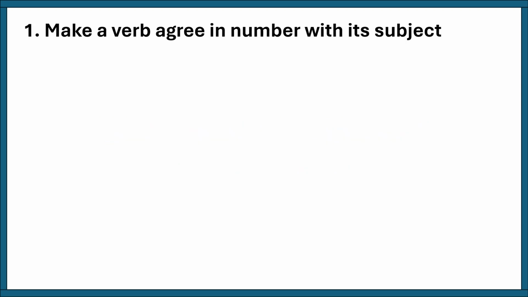Rule number 1. Make a verb agree in number with its subject. It means whenever you use a verb in a sentence, that must agree with its subject. If the subject is singular, then the verb must be singular. If the subject is plural, then the verb must be plural. Look at the examples below.